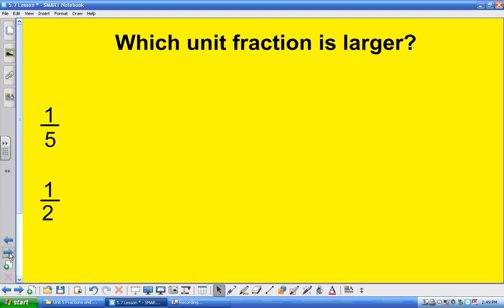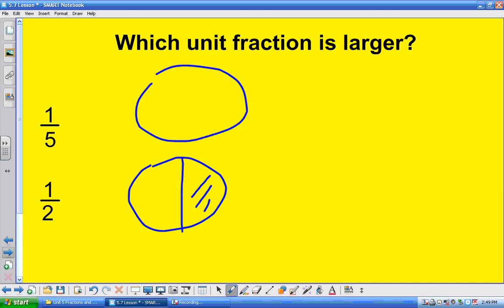Can anybody give me an explanation without diagrams, just using some common sense? What do you think, or why do you think that's so? Leon? Because with 1 out of 2, you're only sharing it with 1 friend, so you have more space. You have more parts. Right. If this was a pizza and you get half of it, you get a lot. If this was a pizza and you had to have it split into 5s, you're going to get 1 piece. So which one do you get more from? The 1/2. So in fact, this one here is a larger fraction, isn't it?